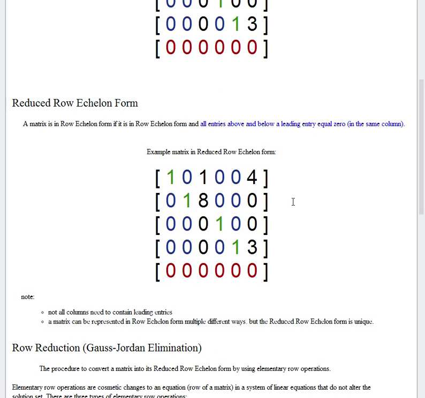Reduced row echelon form is a more strict version of the row echelon form, and it's pretty much the same thing. It's almost identical. The only added requirement is that for all entries in a column with a leading 1, everything else is 0 except that 1. So all entries above and below a leading entry equal 0, meaning in that same column.